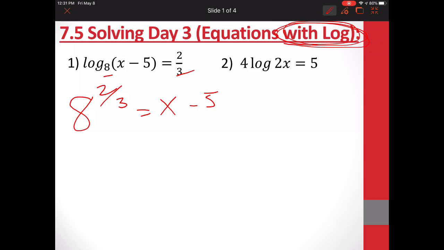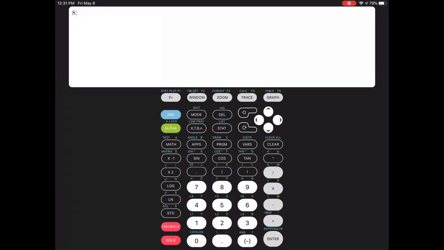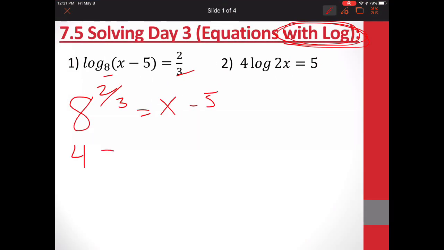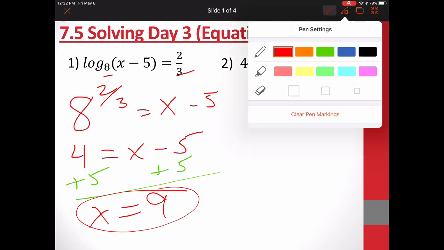Then you're going to apply the 8 to the 2/3. If you go in your calculator and apply 8 to the 2/3, it'll give you a 4. So I'm going to change this now to 4 equals x minus 5. And then obviously we just add that 5 to both sides to get x, and here you get x equals 9. All right, so that's how you do that one. That's done and done there.